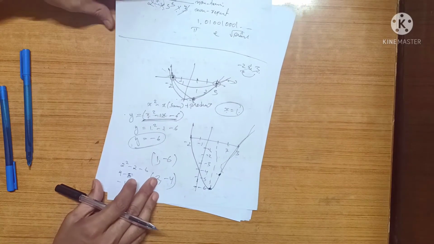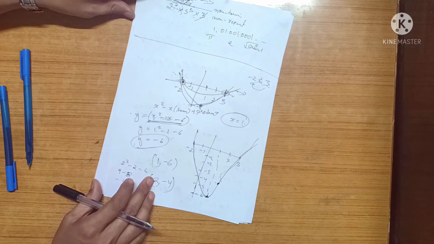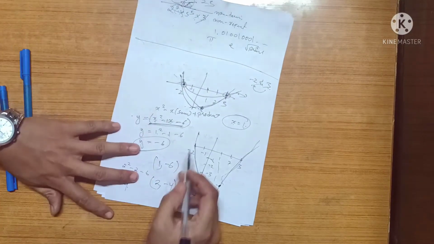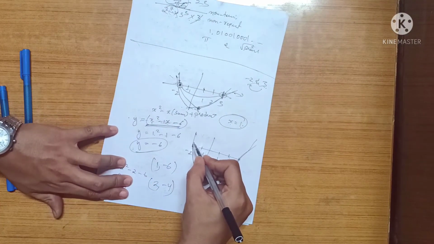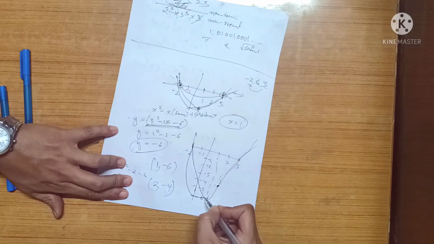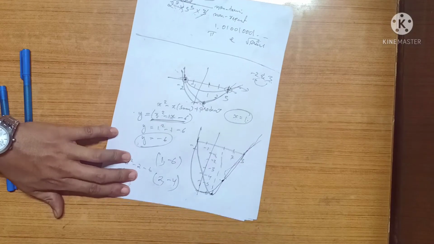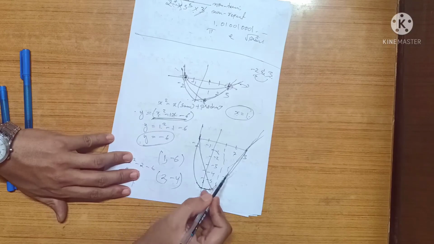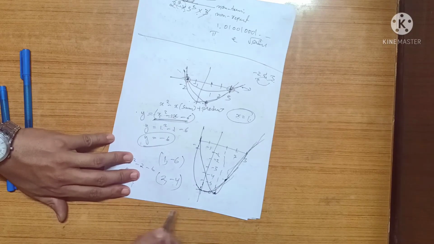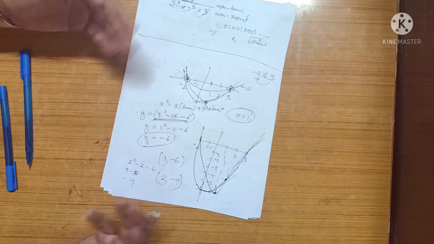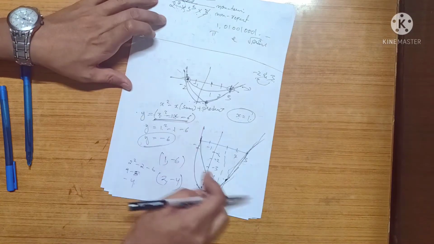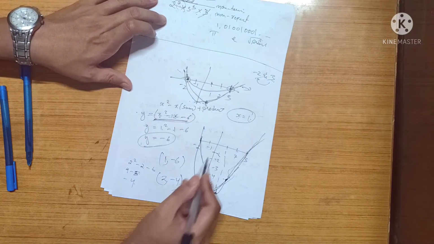So the figure will be somewhat like this. The actual figure will be somewhat like this. So if we want to know the y-intercept, it means where the equation is, like where the curve meets the y-axis as well.